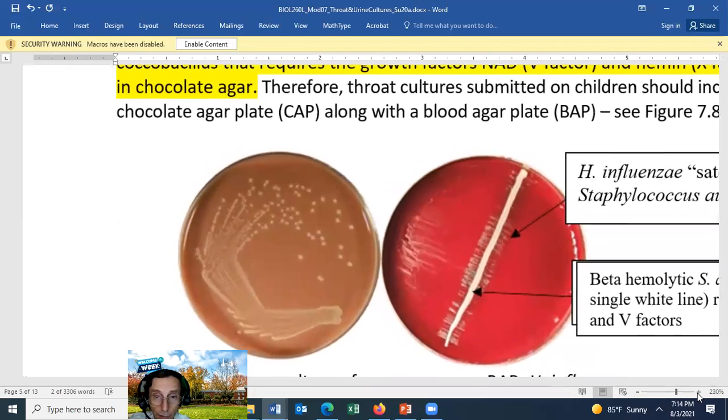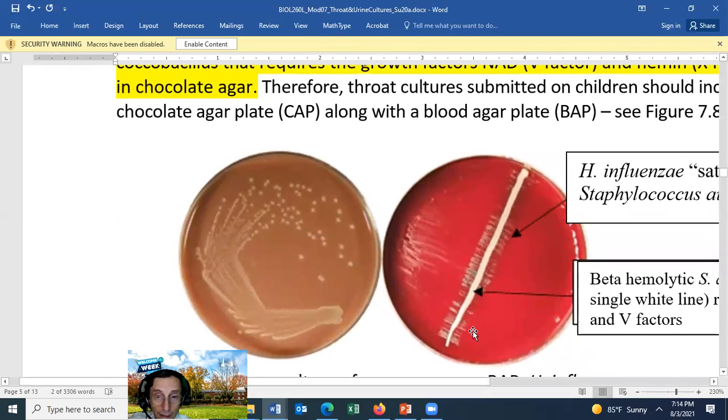and you streak the Haemophilus influenzae parallel to it. And then the Haemophilus influenzae can grow in this region here around the Staphylococcus aureus, because the Staphylococcus aureus lyses the red blood cells, and that will release the nutrients for Haemophilus influenzae to grow around Staphylococcus aureus. But further away from Staphylococcus aureus, we see no growth. Any question about any of that?